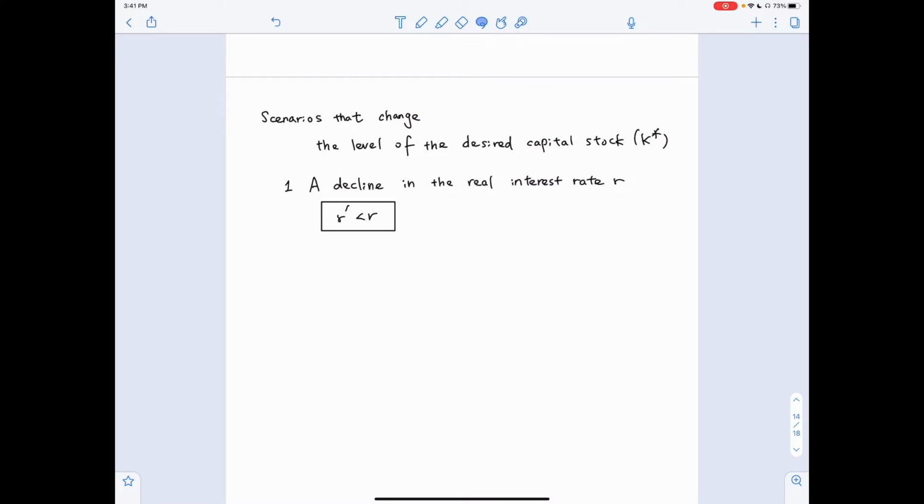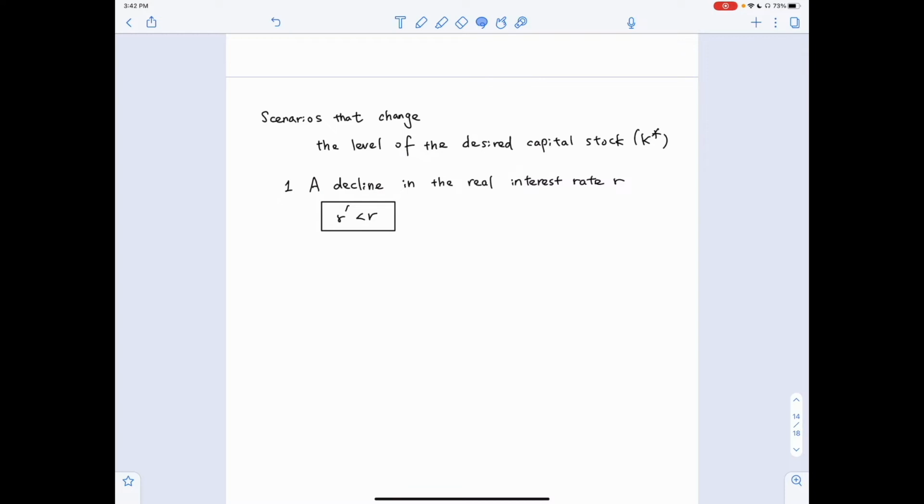So now we know that when the capital stock needs to become higher, then the investment needs to increase. On the contrary, if the capital stock needs to be lower, then we need to decrease the investment. Therefore, we want to look at three scenarios to see how those changes affect the level of the desired capital stock, and thus the investment. Now let's look at the first case, which is a decline in the real interest rate.